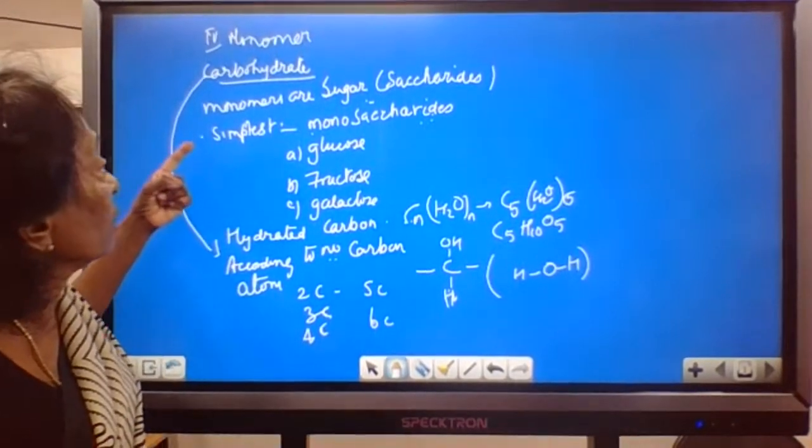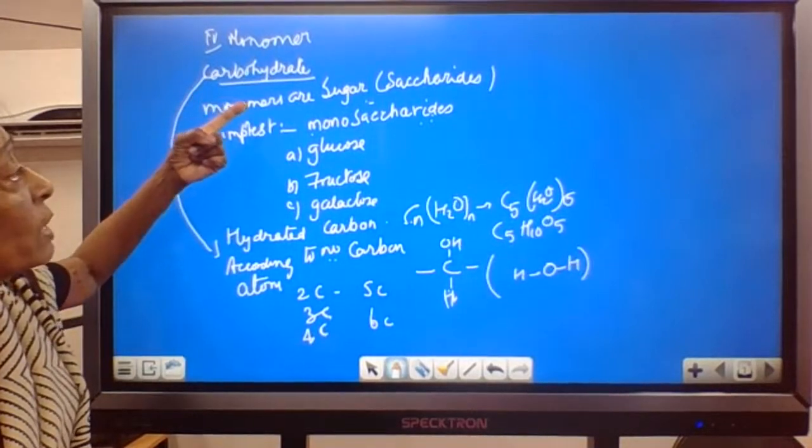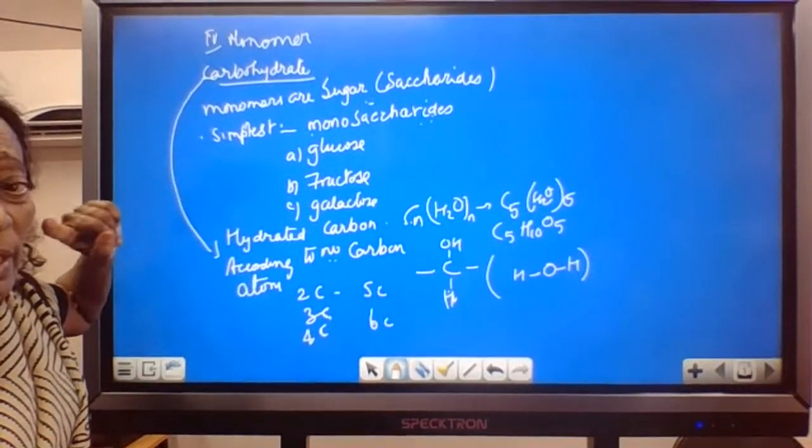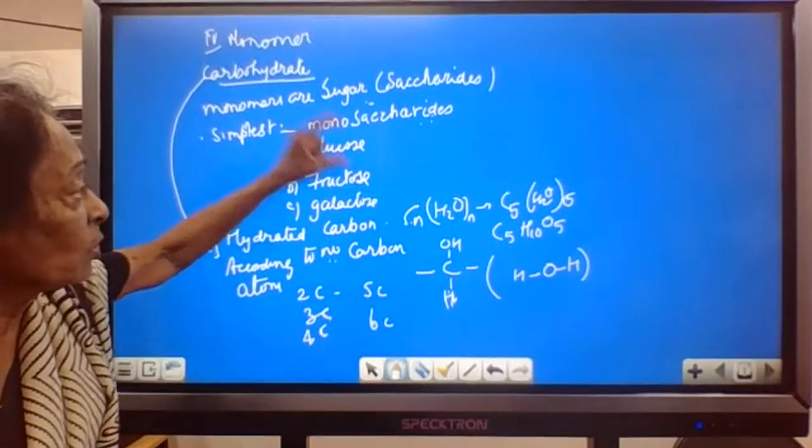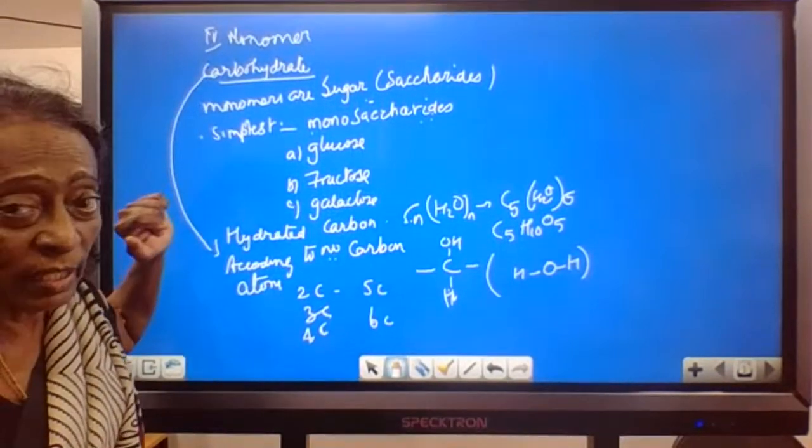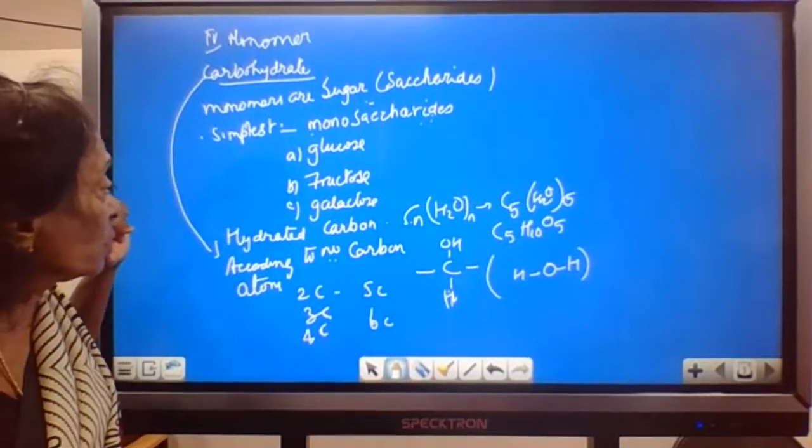So now the monomer of the carbohydrate is known as the sugar or saccharide. The simple one sugar is known as monosaccharide. There are 3 basic monosaccharides. You follow?